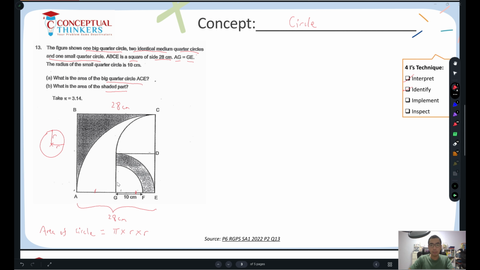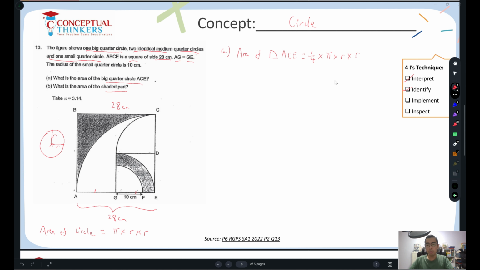Okay, so let's get started to solve them. So if you look at part A, they want us to find the big quarter circle. So we have to find the area of this quadrant. Now as you can see, we can actually cut the circle into 4 quadrants. So this means that if we use the area of the circle, we just need to multiply by 1/4, or we take the area of circle divided by 4 to get the answer. So for part A, to find the area of quarter circle, usually I like to do a drawing. Okay, ACE will be equal to 1/4 times pi times radius times radius.